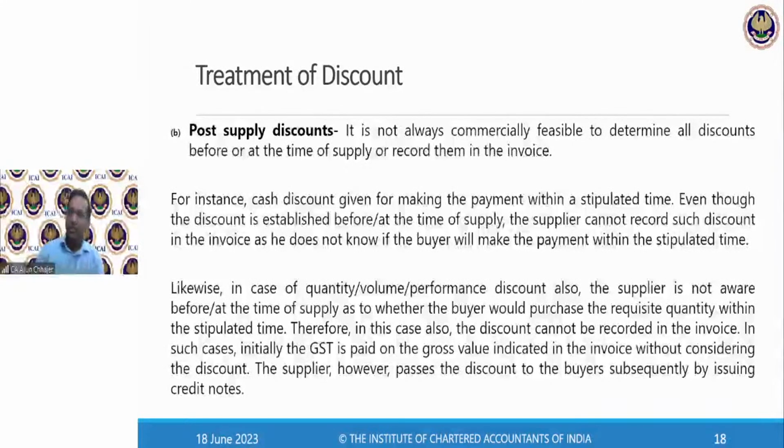Then what is the second condition? It should be linked to the relevant invoices. We can say the 5 lakh discount is linked with some invoices. The third condition is that the recipient has reversed the input tax credit. It means whatever ITC is there on the 5 lakh, B has reversed it. How will B reverse the ITC? Because A will raise a GST credit note by charging GST, and B, who receives that credit note, has to reverse the ITC.